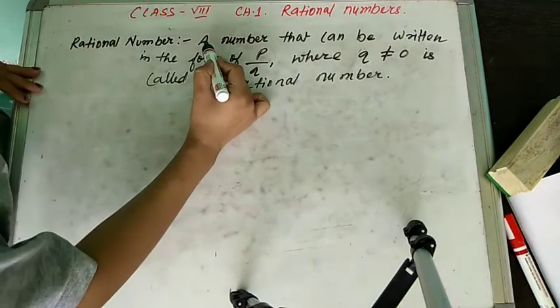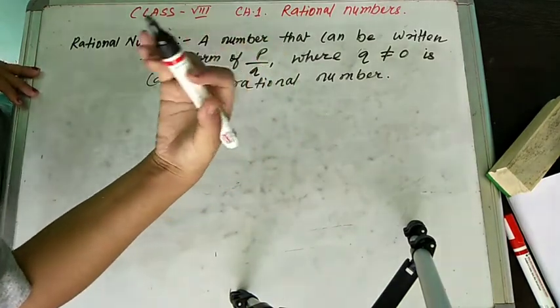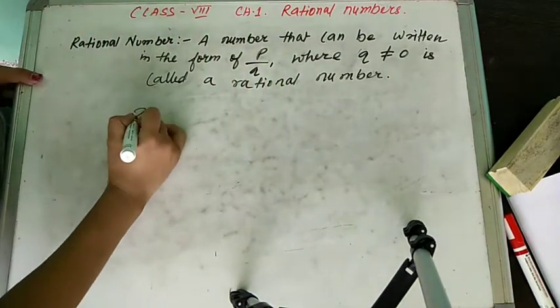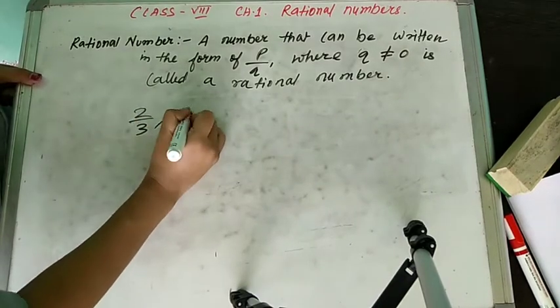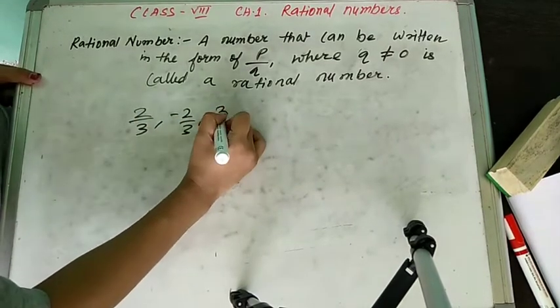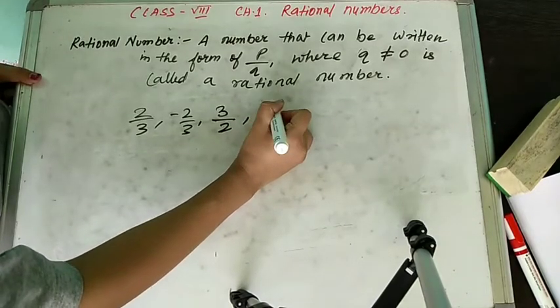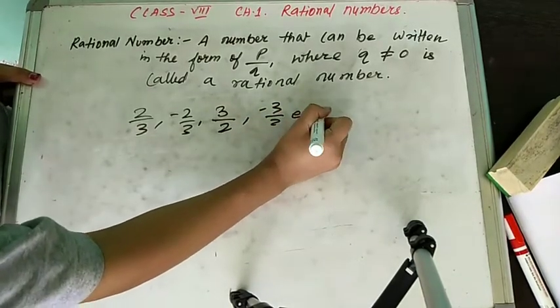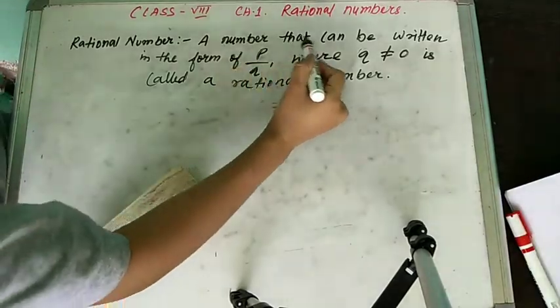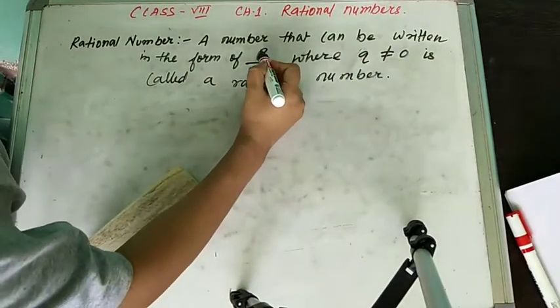Now, what is a rational number? A number that can be written in the form of p by q where q not equal to 0 is called a rational number. For example, 2 by 3, minus 2 by 3, 3 by 2, minus 3 by 2, etc.